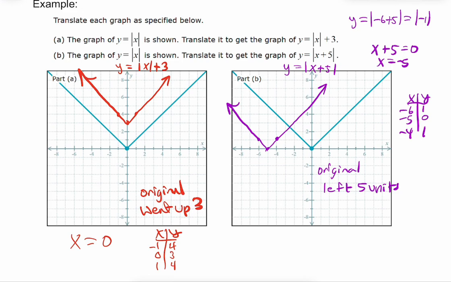Any questions about our first two graphs? Set the inside equal to 0. That is the point of your V. Plug in something just below it, plug in something just above it. You got the graph of your absolute value. Any questions about those ones? Okay.